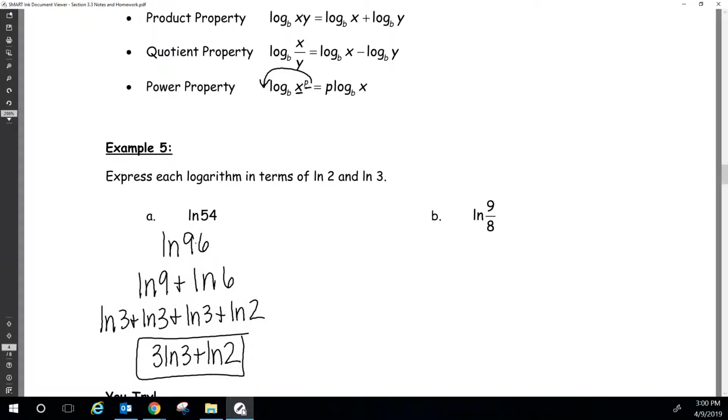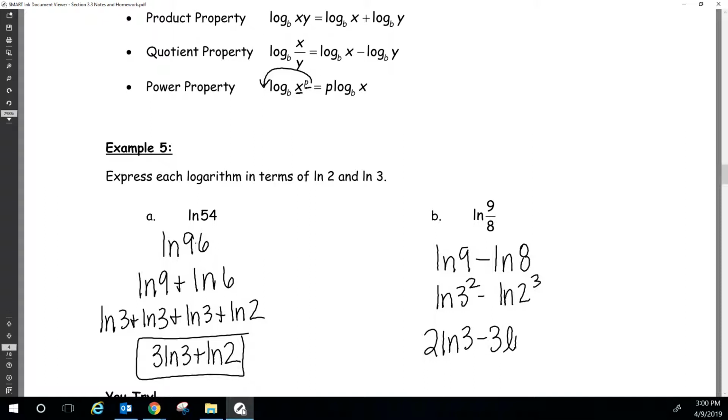All right, looking at B, this time my argument is being divided, so I'm going to use the quotient property, which means when I split it, instead of having an addition sign between them, I'm going to have a subtraction sign. I'm trying to get into base 2s and 3s, so I know 9 is 3 squared and 8 is 2 cubed. And then I'm going to use the power property to move these exponents down in front. So this would be 2 natural log 3 minus 3 natural log 2. Whoops, not 3 in this error, it's 2.